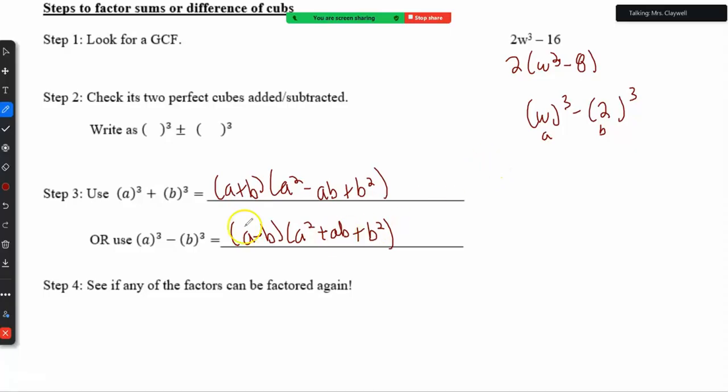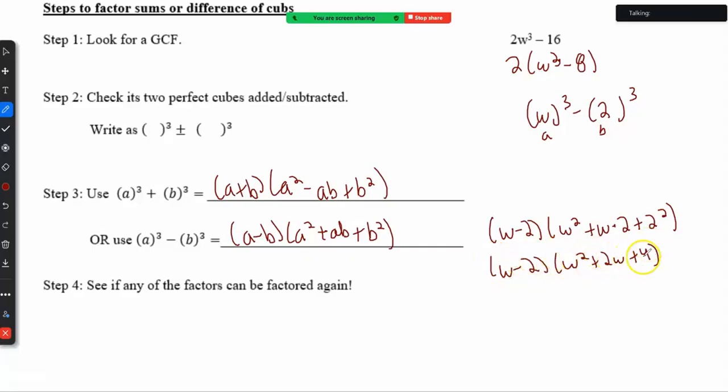Because I have subtraction, I'm going to use the something to the third minus something to the third formula. Everywhere I see an A, I'm going to put a w. Everywhere I see a B, I'm going to put a 2. And I want to keep this 2 with me. I can't factor this any further.